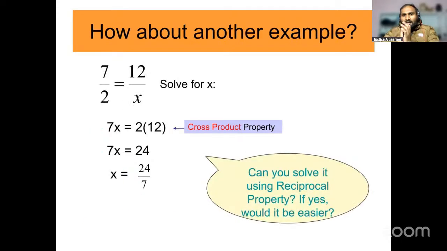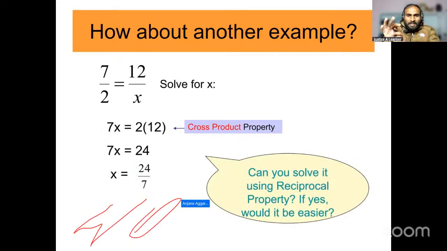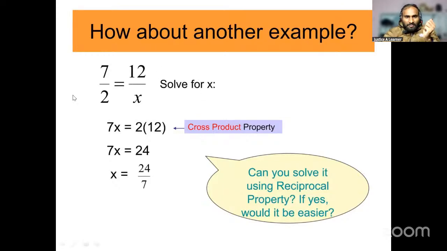How about another example, just to go through this. In the same way we are going to do this, but you will be able to do it directly as well, right?